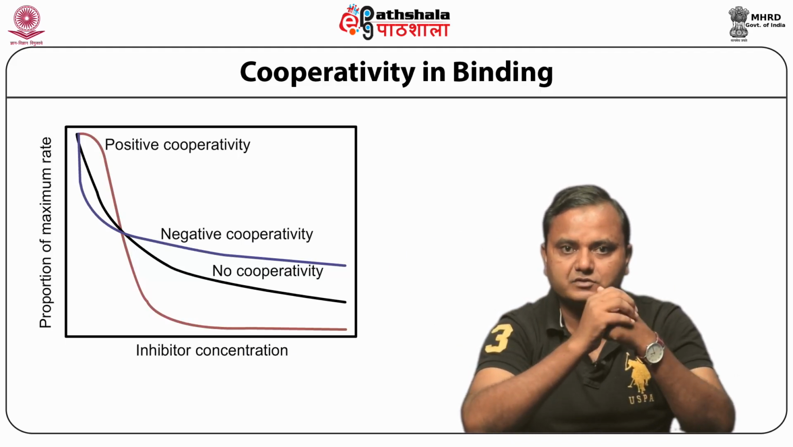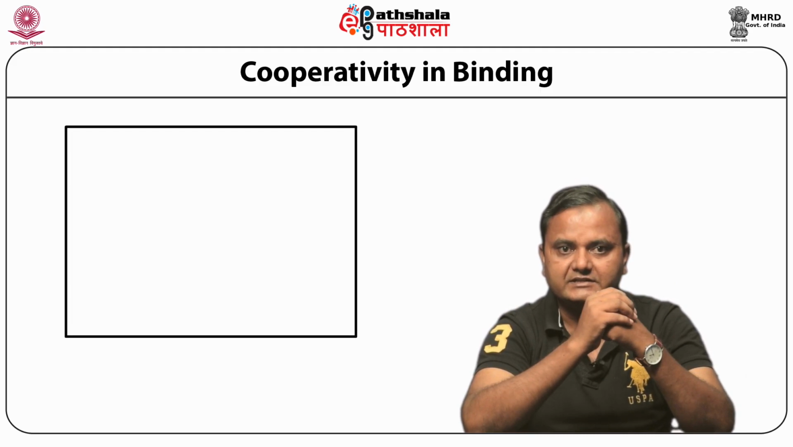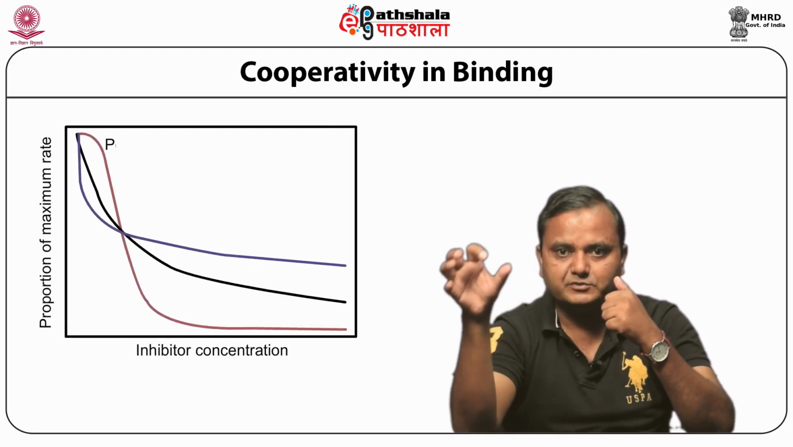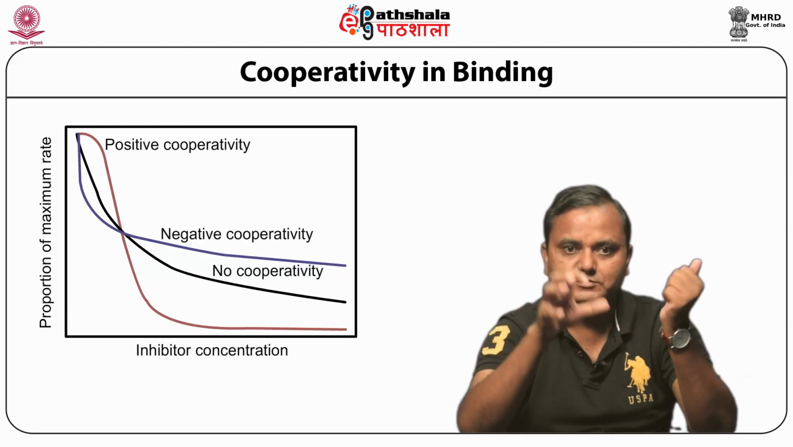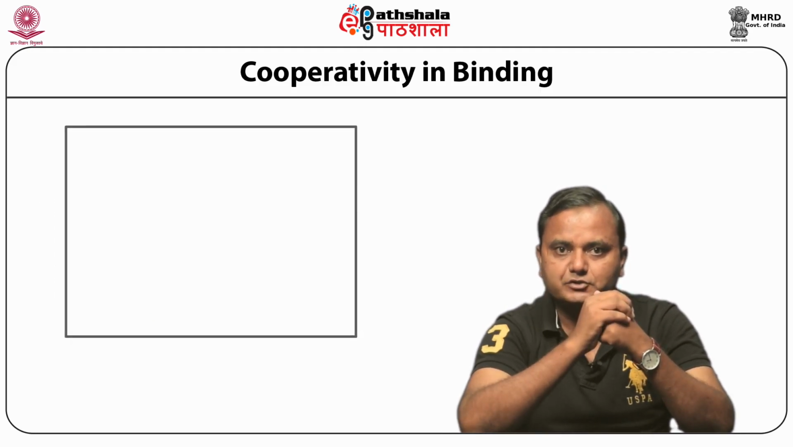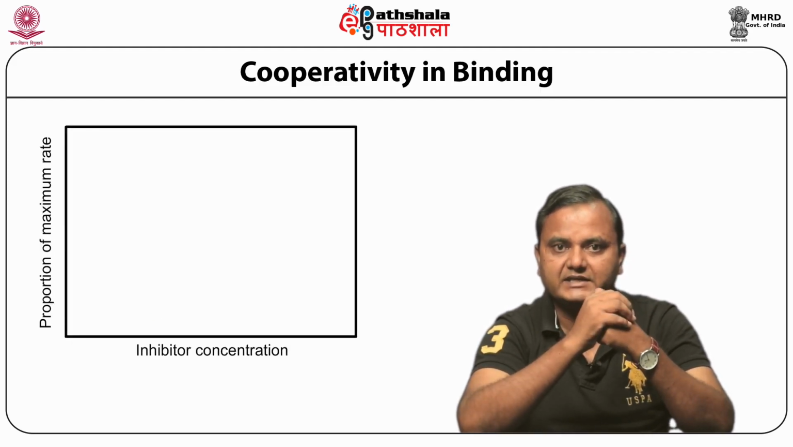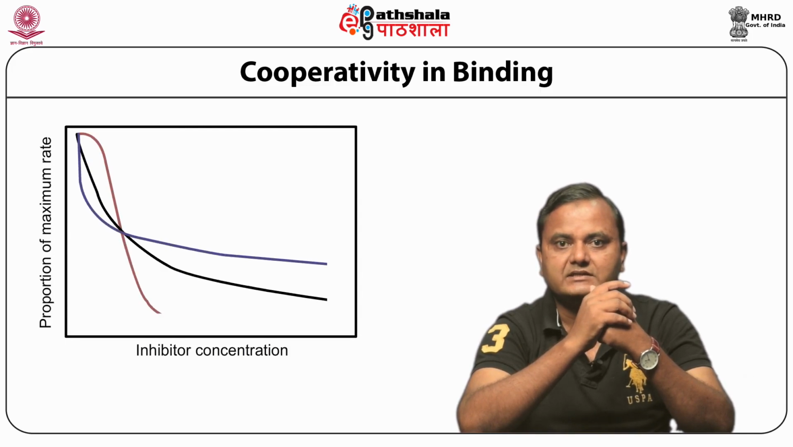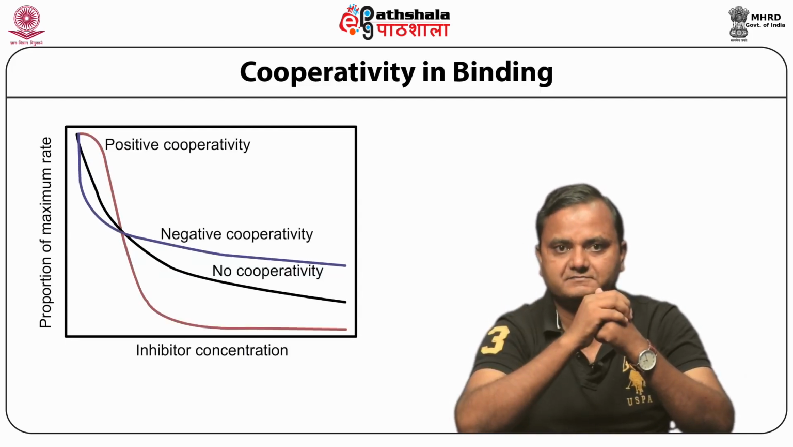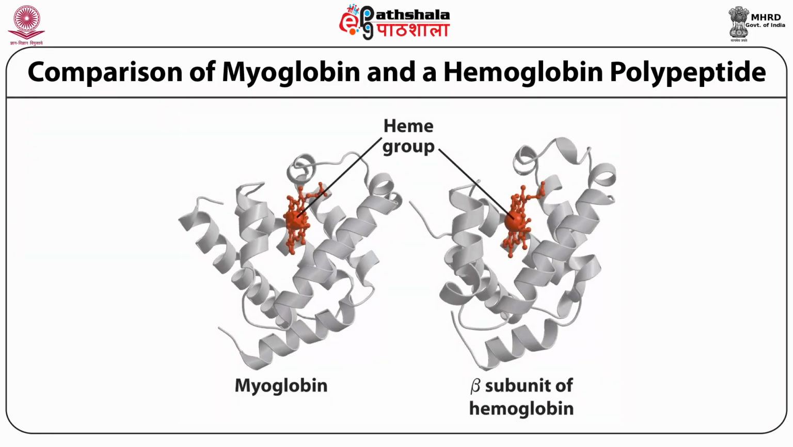The red curve shows positive cooperativity, where inhibitor binding to one subunit causes additional subunits to have higher affinity for the inhibitor. And the blue curve shows negative cooperativity, where the inhibitor binding causes other subunits to have a lower affinity. Here you can see the myoglobin and hemoglobin polypeptide.